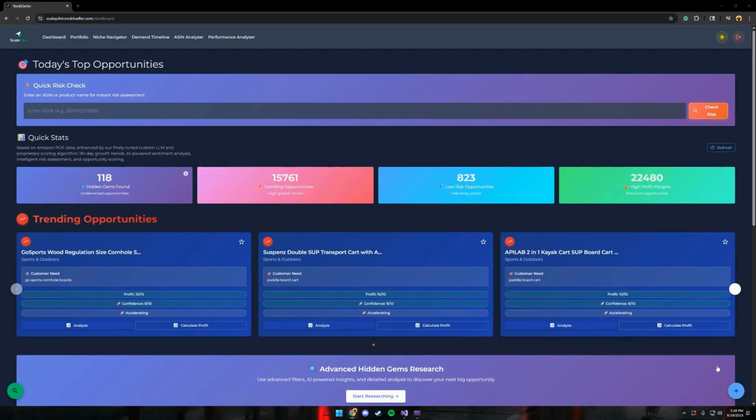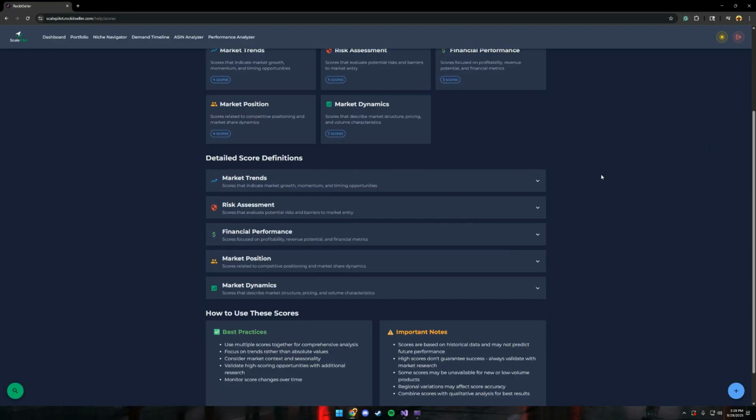First, let's access our comprehensive risk guide. Click on the Favorites menu, then select Help and Scores Guide from your Favorites menu. Here you'll find detailed explanations of all of our risk indicators. This is your go-to reference manual for understanding every metric Skill Pilot provides.